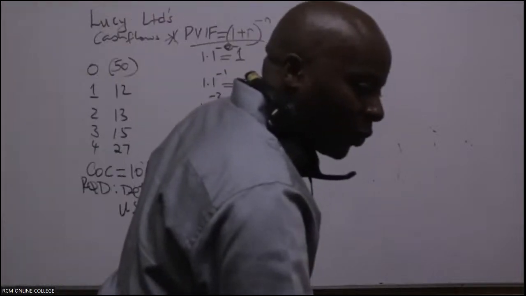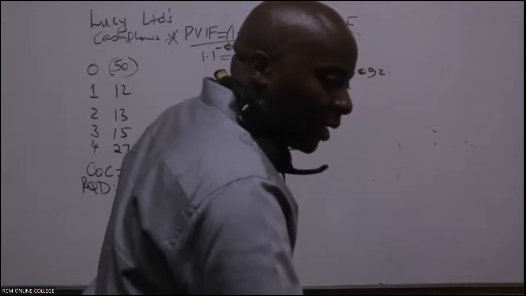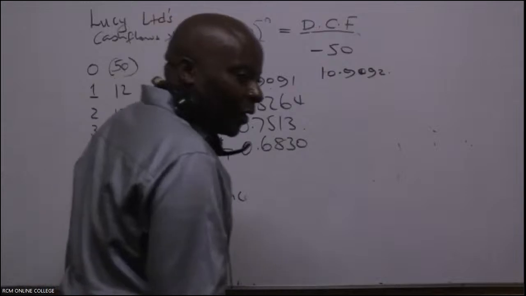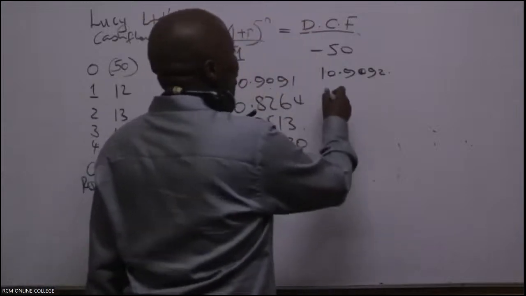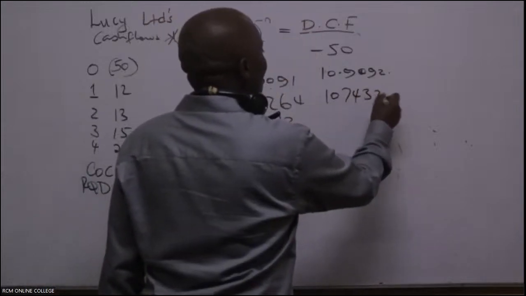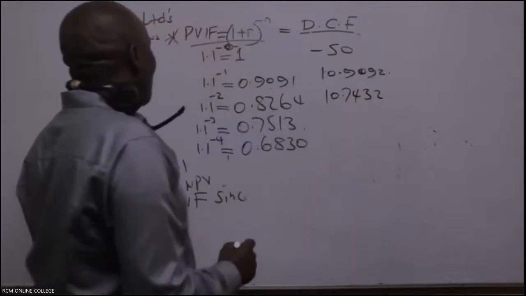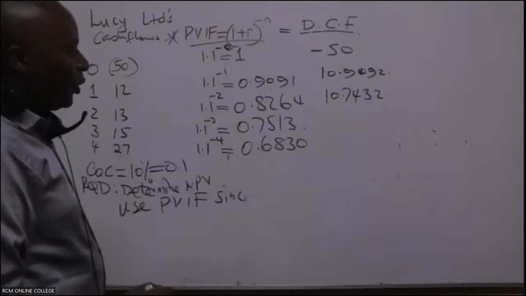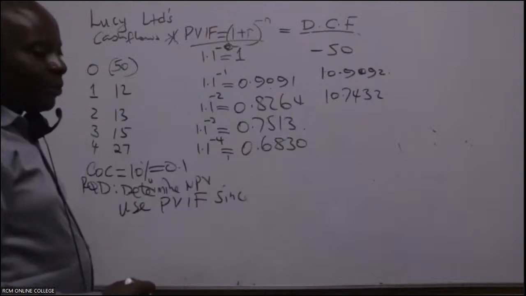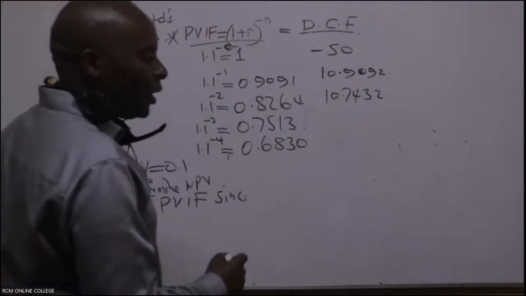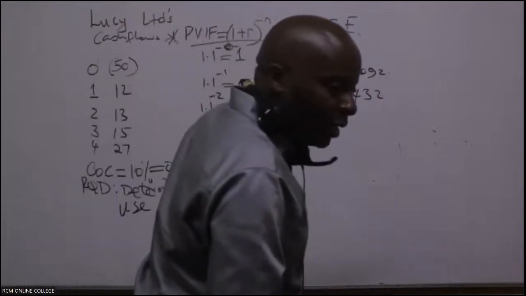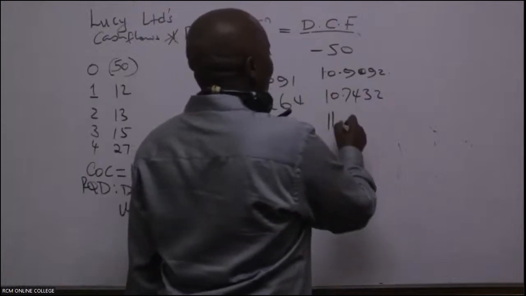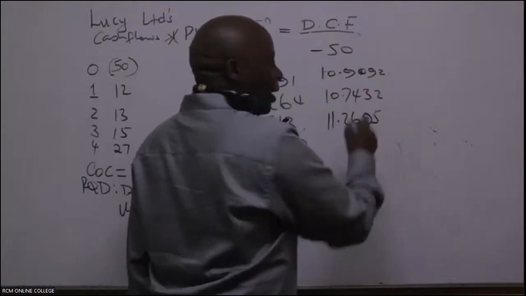The third one, when they multiply, they're getting 1074, 32 decimal there. And then, ladies and gentlemen, we have this one here, 15 times 0.7513, and we are able to get there 11.2695.